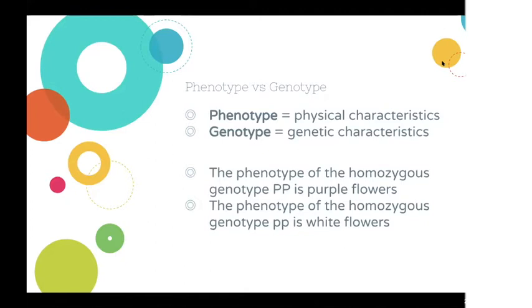The phenotype of the homozygous genotype, capital P, is purple flowers. So with this type of genotype, the flower will show up as purple. The phenotype of the homozygous genotype, lowercase p, is white flowers, which means with this allele pair, the flowers will be white.